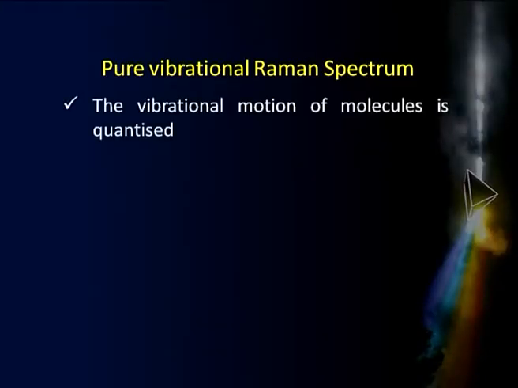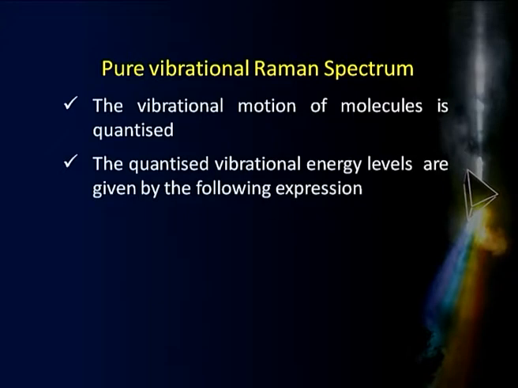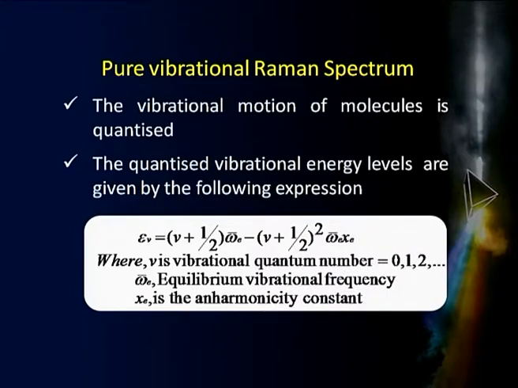Let us move on to pure vibrational Raman spectrum. We know that the vibrational motion of a molecule is quantized. We talked about this in detail earlier, and the quantized vibrational energy levels are given by the following expression, which is very familiar to you: E_V equals (V plus half) omega_e minus (V plus half) squared omega_e x_e, where V happens to be the vibrational quantum number having values of 0, 1, 2 and so on.